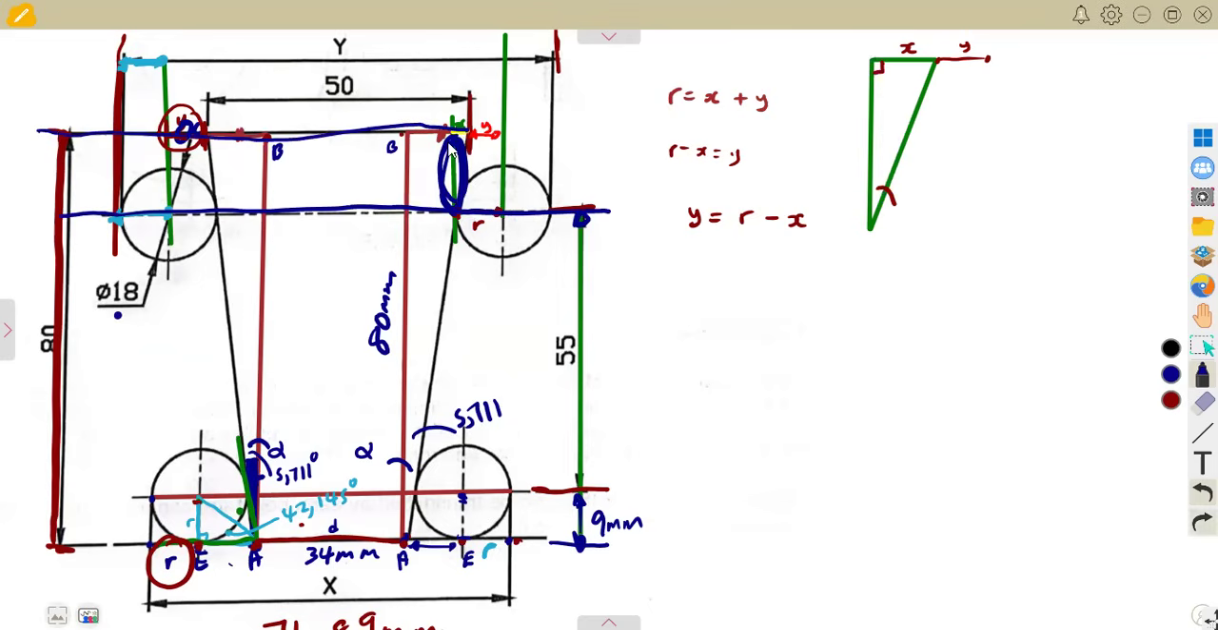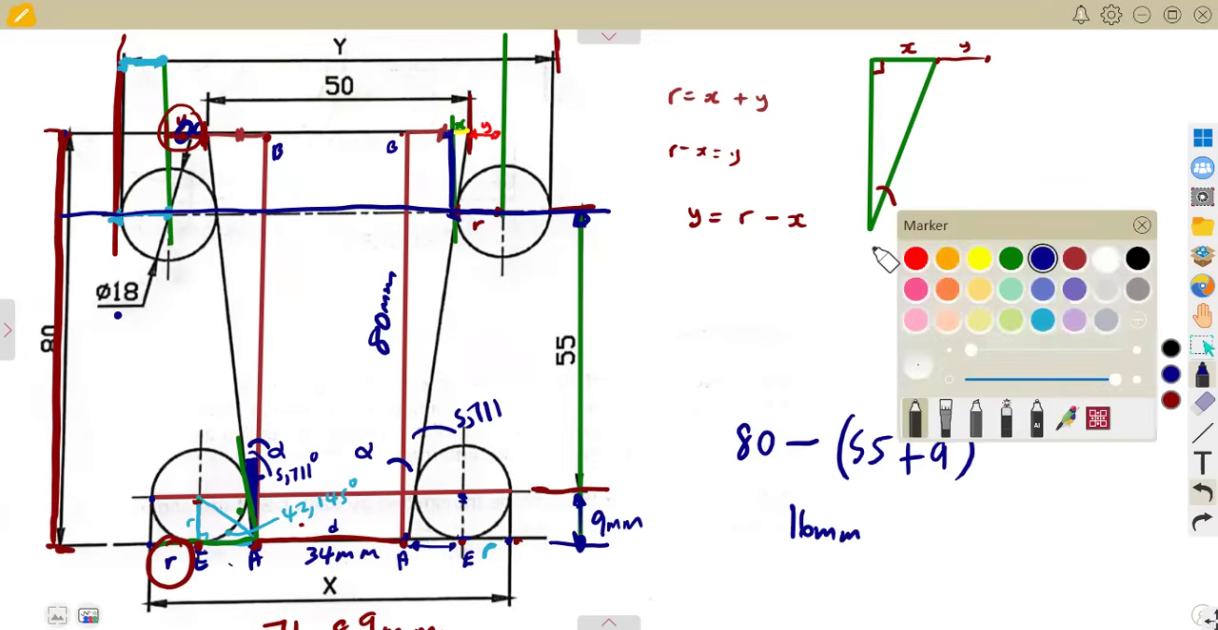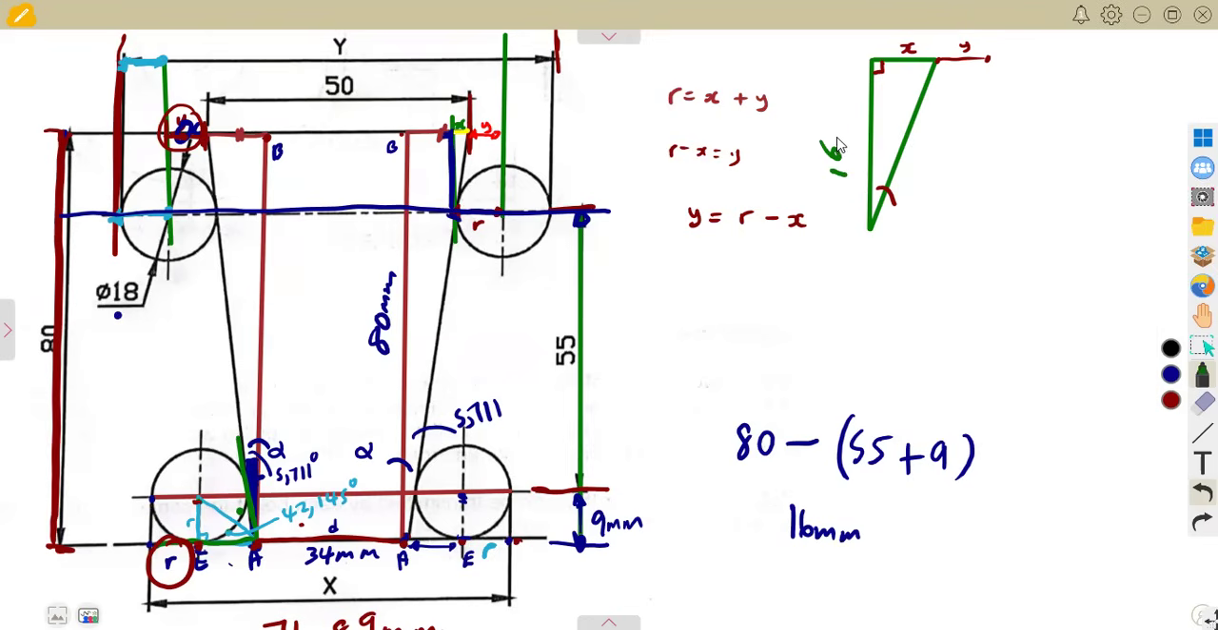So how are we going to have this distance? We're going to subtract 80, the whole of this distance that we have there, 80. So it is going to be 80 minus the whole of this line up to the ground level. We are going to take 55 and 9 together. We combine these together. So that was going to give us 16 millimeters. So this is the distance remaining from this point up to this point. We are remaining with 16 millimeters there.